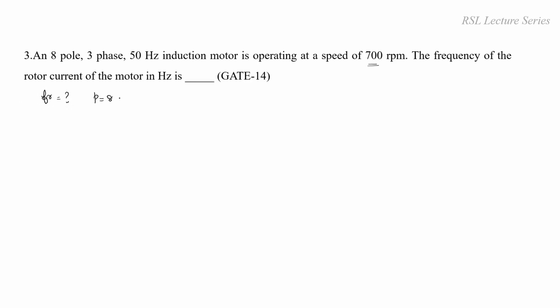Number of poles P is equal to 8. The supply frequency F is equal to 50 Hertz, and the speed of the motor is 700 RPM. Now FR is equal to S into F.